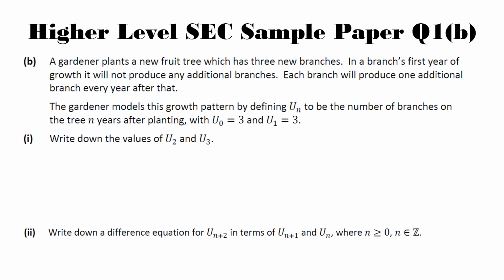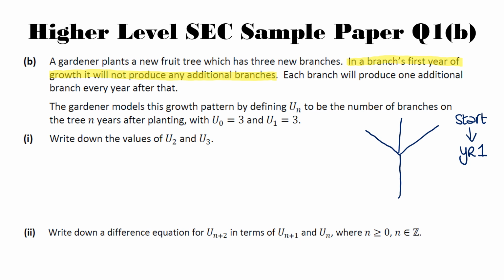So let's see if we can make sense of this. I'm very visual, so I like to see what's going on. So imagine we have our tree and they have planted it, and there are our 3 lovely branches. So this is the start. And then we get to year 1. So when we say year 1, we really mean the end of year 1. So 1 full year has happened and we still have 3 branches. And the reason we have 3 branches is because, going back to this sentence here, in a branch's first year of growth, it will not produce any additional branches.